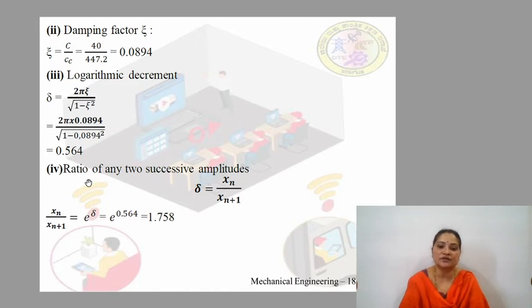Here the ratio of successive amplitudes is given as delta is equal to the natural log of xn divided by x of n plus 1. Here xn divided by xn plus 1 is nothing but e to the power of delta. So if e to the power of 0.564, the value of delta, is substituted, then we get the ratio of successive amplitudes as 1.758.